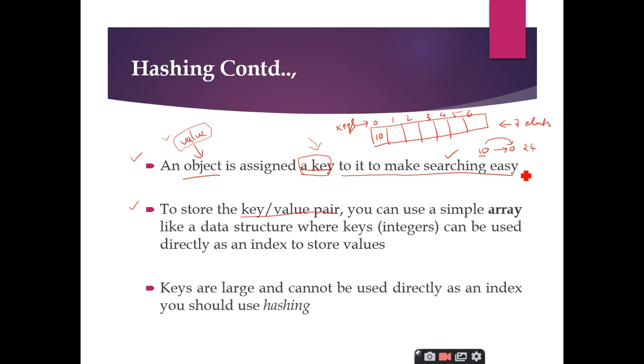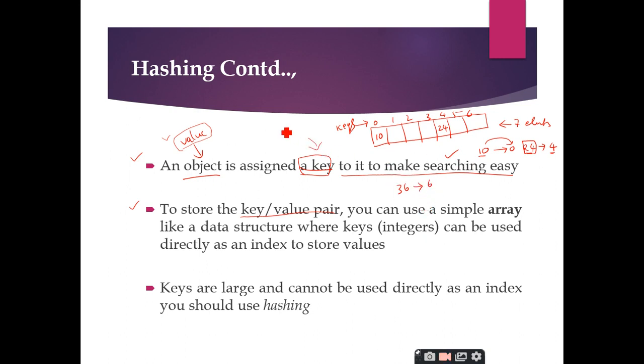Let us take another example, 24. 24 is the value that I want to insert. After applying the mathematical operations on this 24, let us assume that the key generated is 4. What is the corresponding key for 24? 4, sir. That means you have to insert this 24 at the 4th index. Assume another case, 36. Let us generate the key as 6.